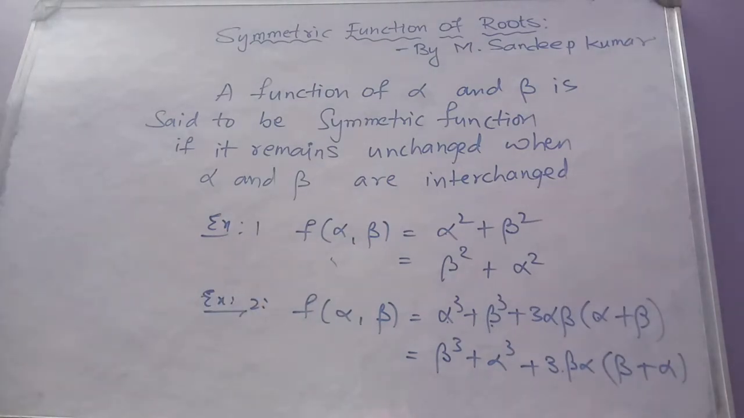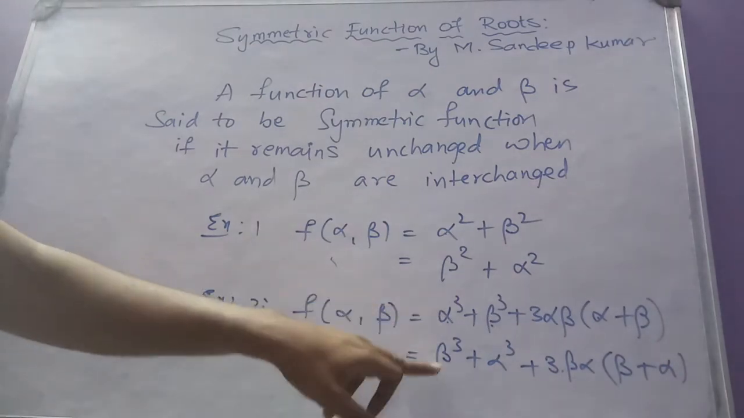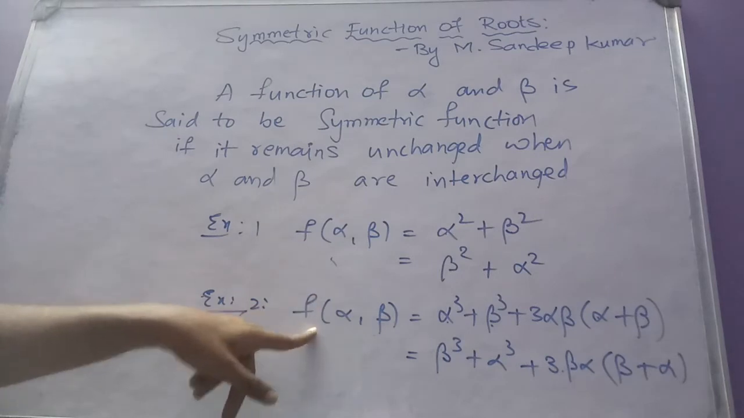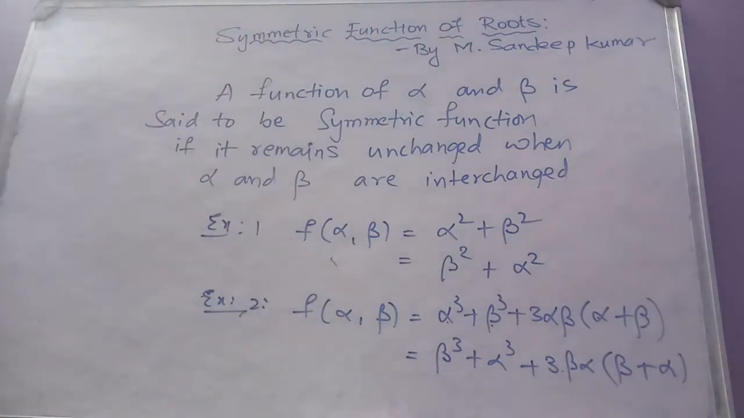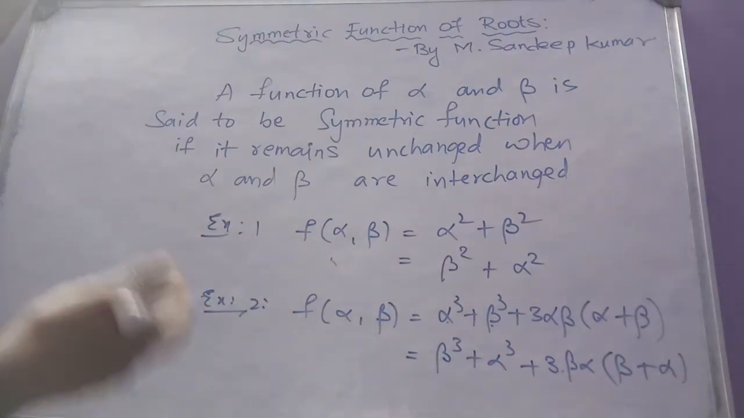Whenever alpha and beta are interchanged, and there is no change in such a function, then it is called a symmetric function of roots. So let us see how to derive the required formulas of some of the symmetric functions. We'll start with alpha minus beta. Of course, alpha minus beta is not a symmetric function, but it is required for us to find the other symmetric functions.